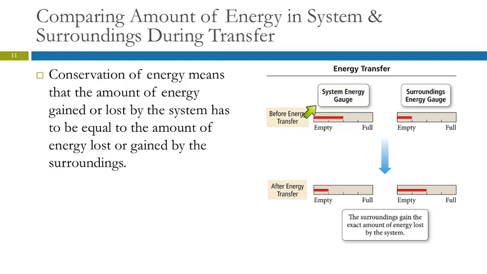So if we have our system, our thing that we're looking at, here we're just using sort of like a gas gauge to indicate how much energy is in it. Let's say the energy tank is half full for the system, and the surroundings is a quarter full. And then there's some energy transfer that occurs. The system has lost energy. The surroundings has gained the same amount of energy. The total amount of energy is not lost.